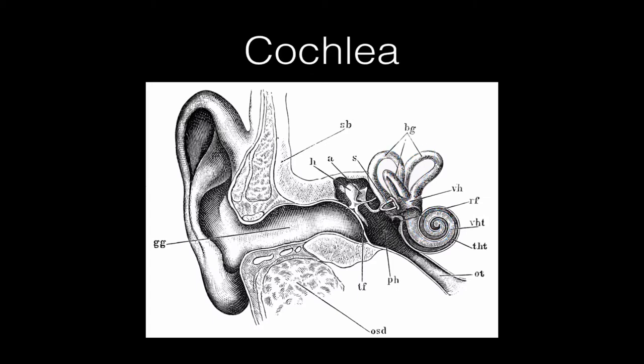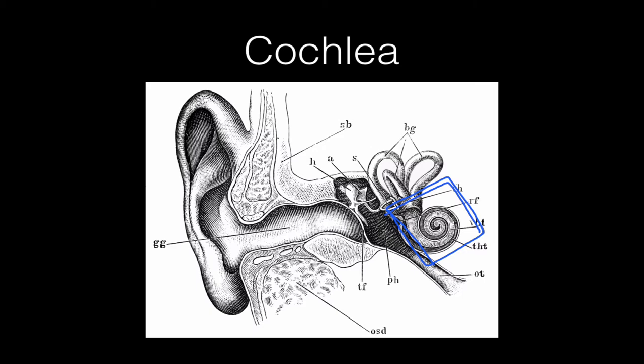As a part of the labyrinth, we have two parts. We have the cochlea. The cochlea is here. The cochlea kind of looks like a snail. This is the center for hearing. So the vibrations that the tympanic membrane picks up, that sends to the malleus, that sends to the incus, that sends to the stapes, is now going to be sent to the cochlea.